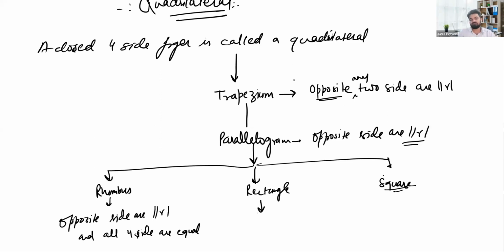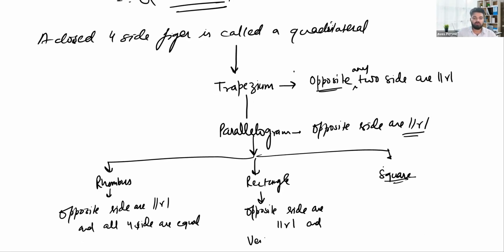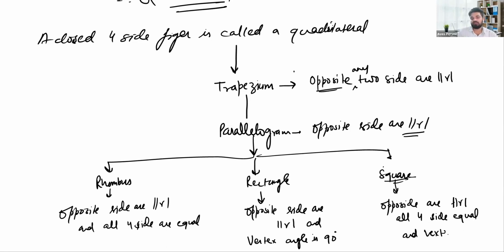And in rectangles, opposite sides are parallel, and every vertex angle is 90 degrees. I'm writing 90 degree. And in a square, opposite sides are parallel, all four sides are equal, and vertex angle, which means corner angle, is 90 degree.